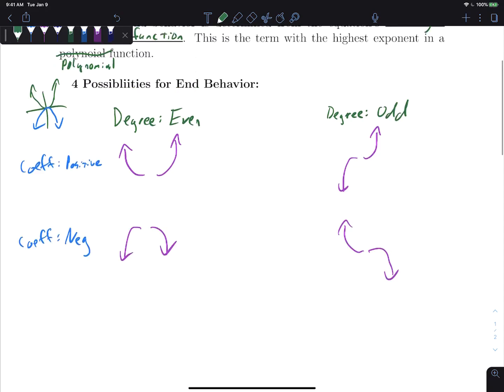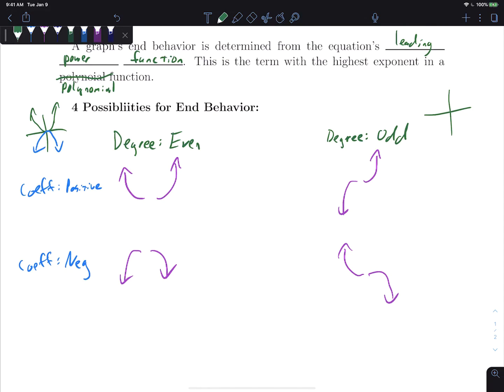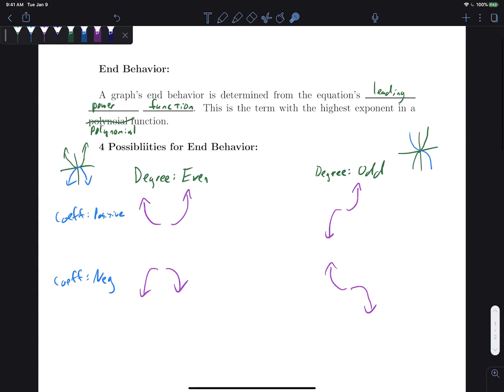So remember that when you graph a cubic function, it looks like this. And when you flip it across the x-axis, it looks like this. And that'll help you with these four different possibilities. Alrighty, these are the four different possibilities. Now that we know this, we're going to go ahead and look at applying this.